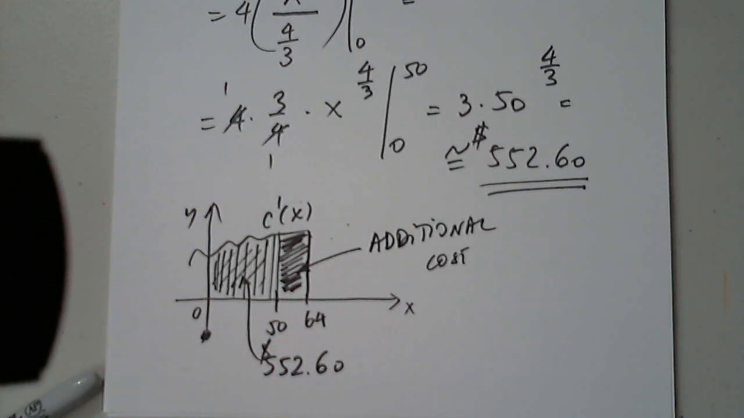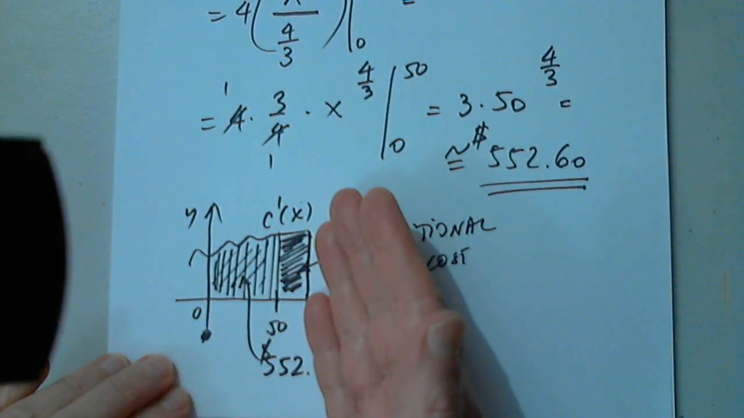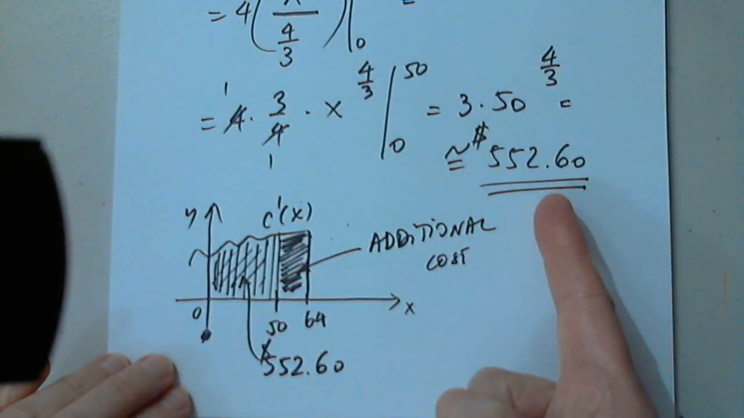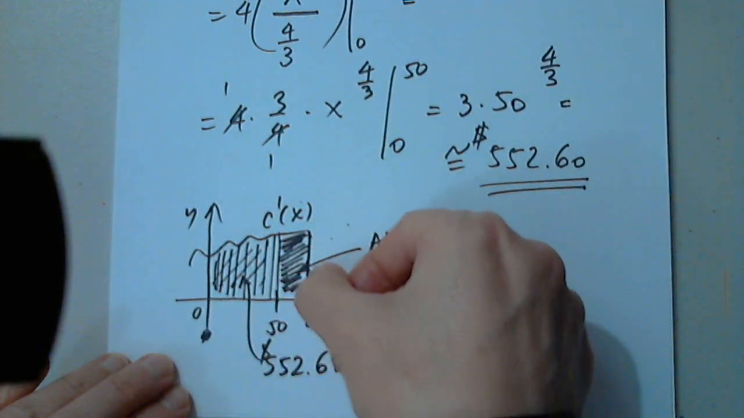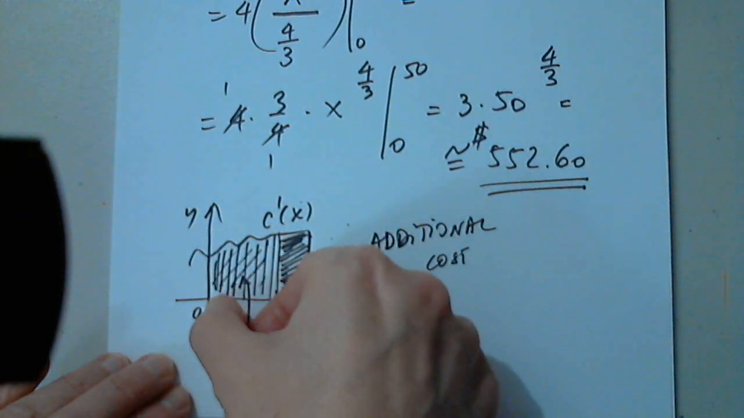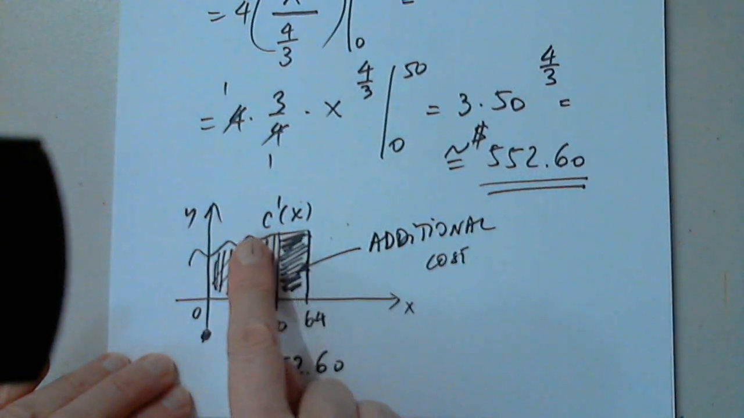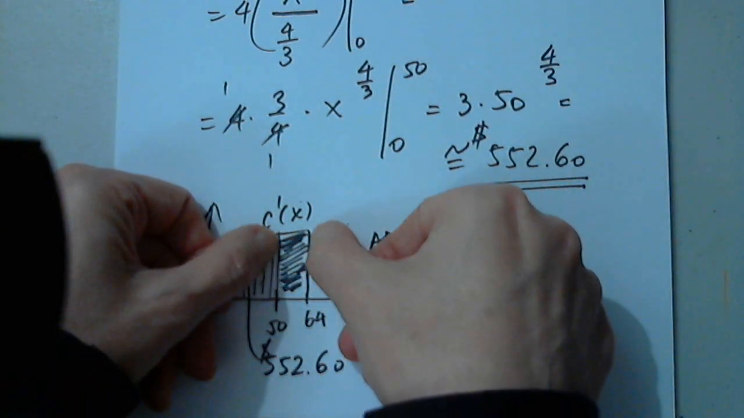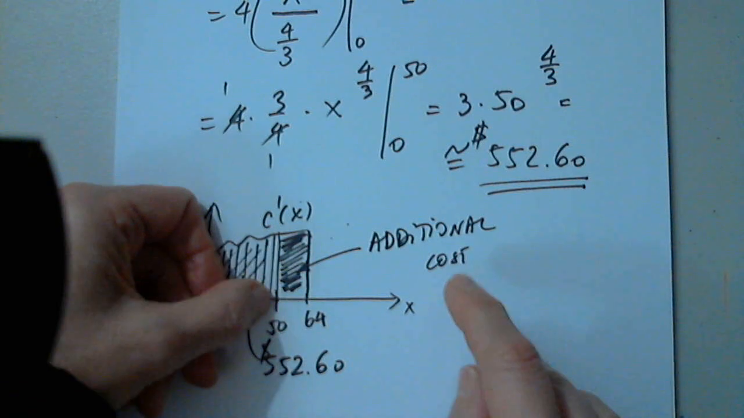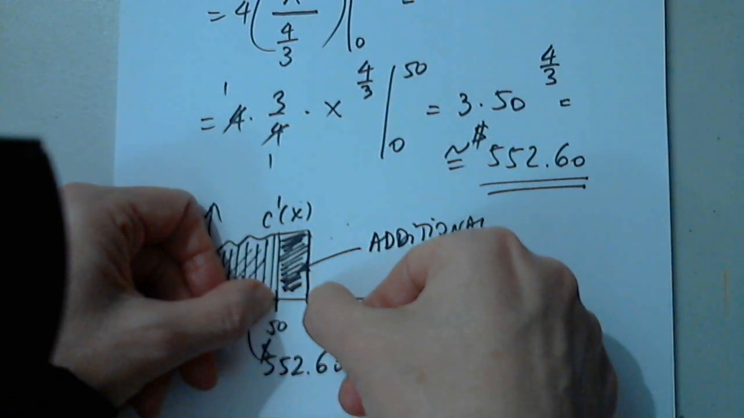So I have several options. One option would be, why don't I just find the entire area and then subtract this? So if I find all this area between 0 and 64 and subtract this area, I will get exactly the additional cost that they want for installing another 14 square feet.